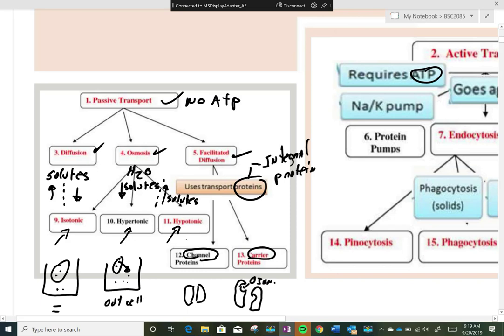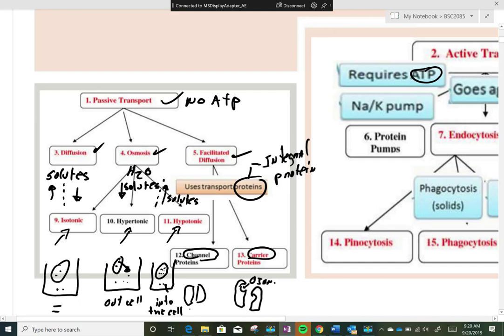Then the last one was the hypotonic. The hypotonic one, you have low solutes on the outside and more solutes on the inside. That means the overall movement of water is going to be where, in or out? So the net movement of water will be into the cell. So far, so good? Everybody got that?